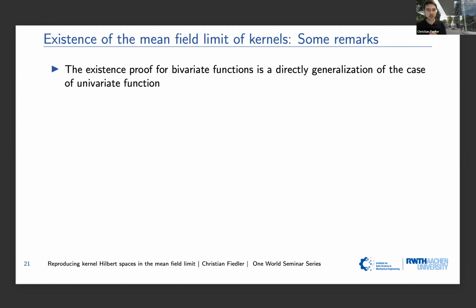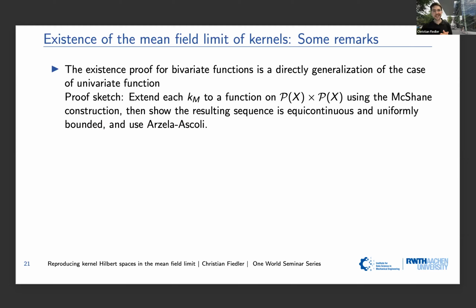Now, some remarks are in order. The existence proof for bivariate functions, so that there exists such a mean field limit, is basically a direct generalization of the case of univariate functions due to Lions and then popularized by Kadale. So it's basically just an exercise in understanding the proof and generalizing it. And here's a quick sketch of how it works. First you extend each kernel to a function on pairs of probability distributions using the classical McShane construction. Then you show that the resulting sequence is equicontinuous and uniformly bounded. And under the compactness assumption we work with, we can simply use Arzelà-Ascoli, and then we get the result. This also explains why we only have a subsequence.